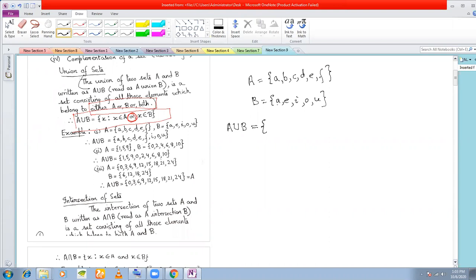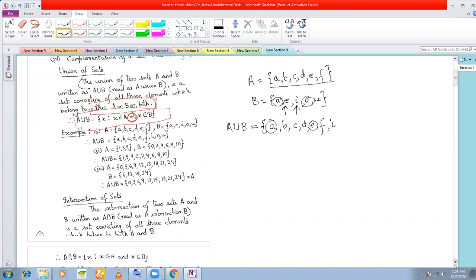So that means it will consist of definitely all the elements of A. So I'll write the elements of A, or the elements of B. What are the elements of B? A is an element of B, but A I have already written here, so no need to write again. E is an element of B, which is also written here, so no need to write again. I is an element of B, which I have not written here. So that means I'll write an I here.